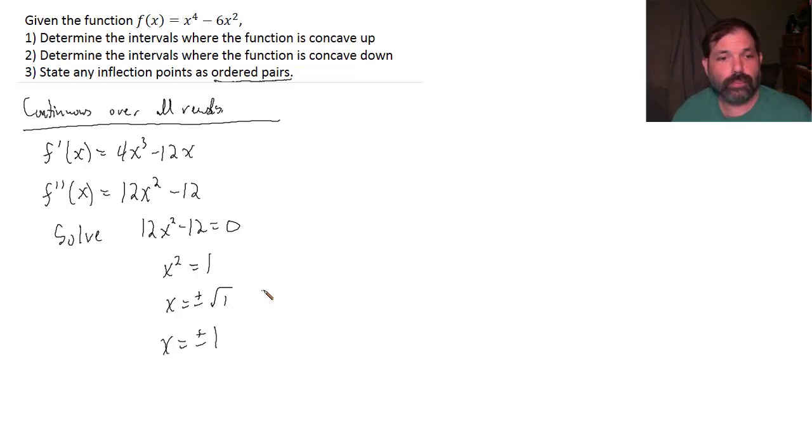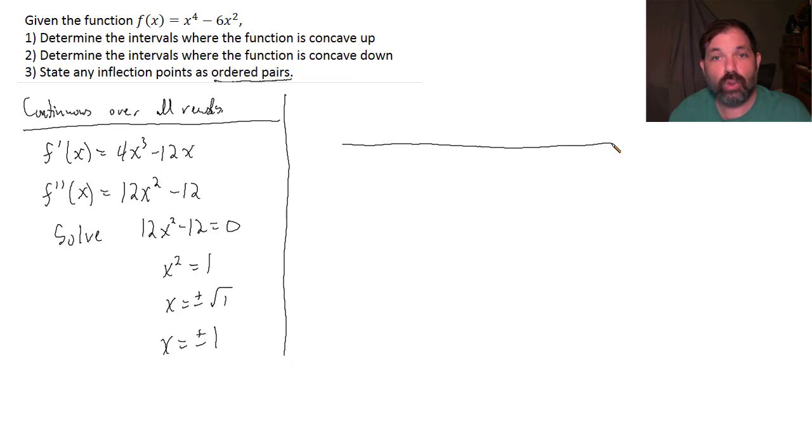So now, like we did for our first derivative test for increasing and decreasing, we run something similar for the second derivative. We have important numbers at negative 1 and positive 1. I set up a number line and put those important numbers: here's negative 1, here's positive 1. But now I'm testing into the second derivative.